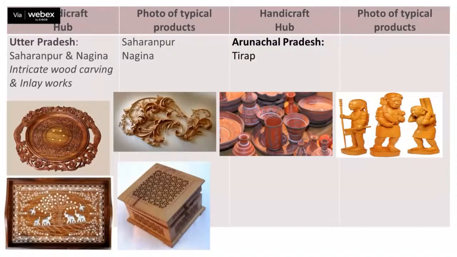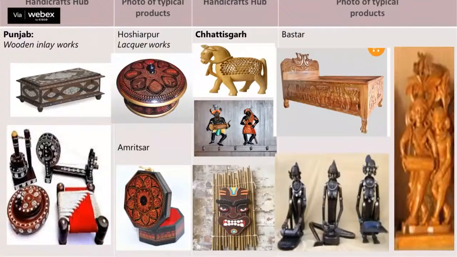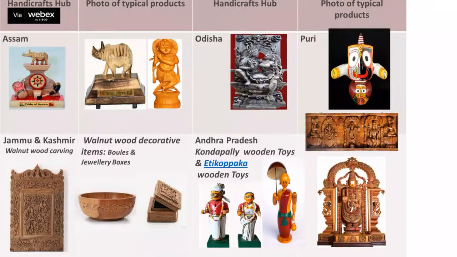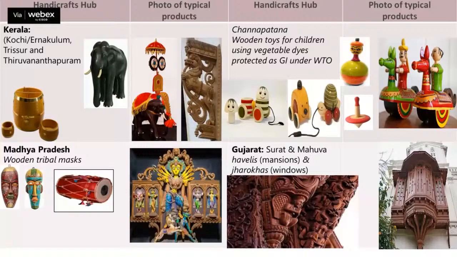Next slide. Yeah, you can just see many of the typical representatives of the various hubs: Uttar Pradesh, Saharanpur, Arunachal Pradesh. And next one, we can visually see some of these things, which are happening in different parts of the country, in Rajasthan, of course in West Bengal. And you can see that in construction also, the handicrafts, the beautiful pillars and the beams were engraved. And also good inlay works of Punjab and lacquer works of Hoshiarpur, Chhattisgarh, Bastar. And you have it in Assam, Odisha, Puri, and in Andhra Pradesh, Jammu and Kashmir. Also in Tamil Nadu, which is very famous for temple architecture, these handicrafts in temples and religion connected things.